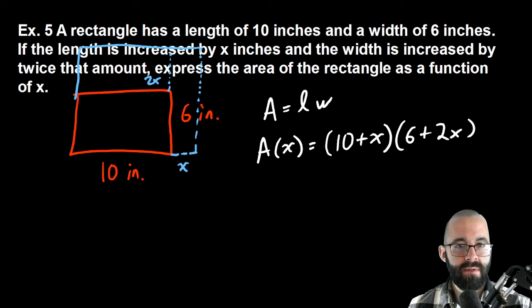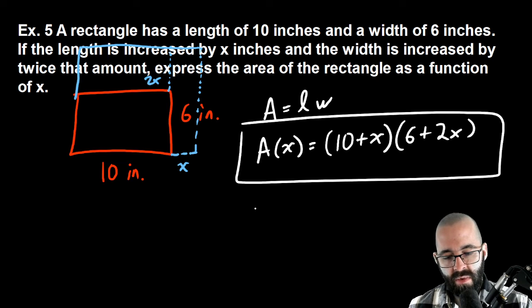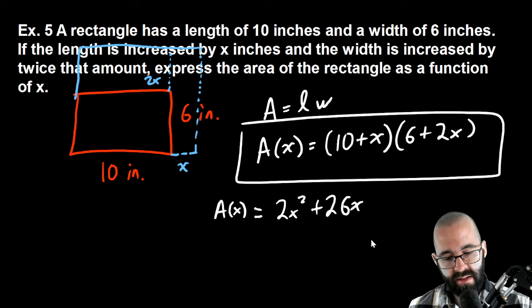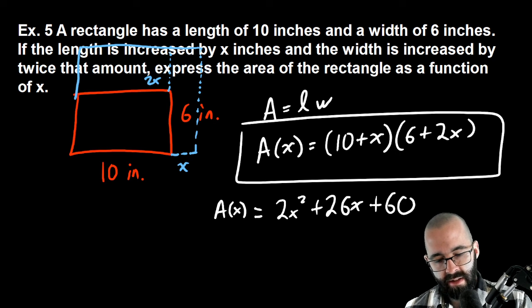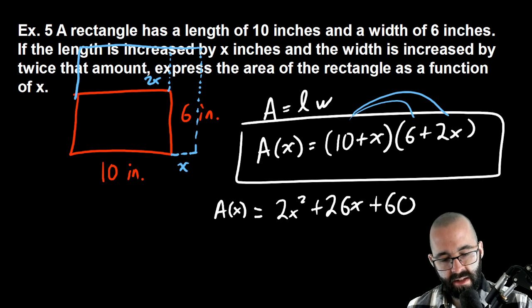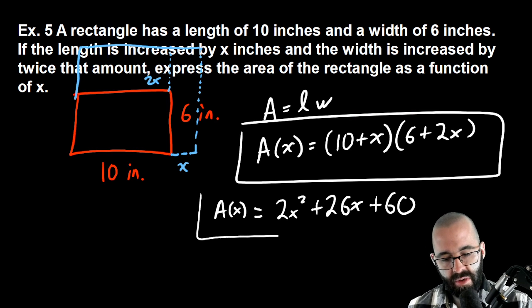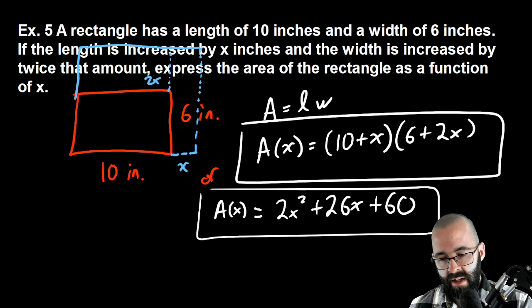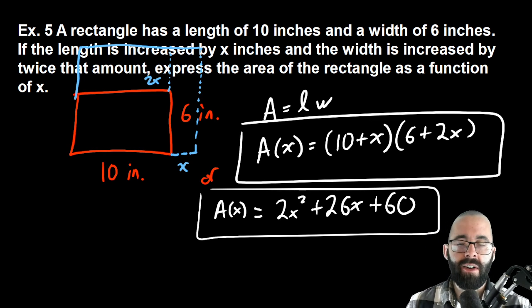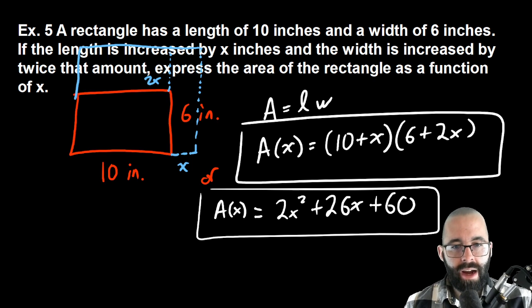This is our new area function. I'll accept it in this form, or if you FOIL it out, you should get 2x squared plus 26x plus 60, I believe. All right, you can FOIL this out: 60, 20x, this makes it 26x, and 2x squared. Good. These are both good ways of writing your answer. And again, x is the length of the increase, and area is in inches squared. You could write that down. That would be great. All right, there we go.